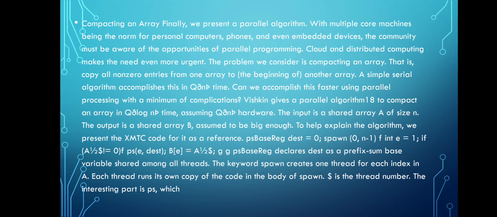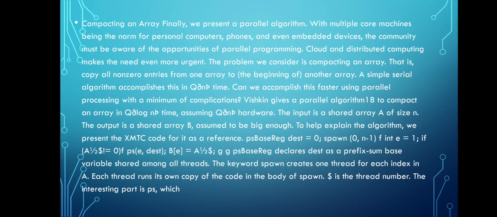Compacting an array. Finally, we present a parallel algorithm, with multiple core machines being the norm for personal computers, phones, and even embedded devices. The community must be aware of the opportunities of parallel programming. Cloud and distributed computing make the need even more urgent. The problem we consider is compacting an array, that is, copying non-zero entries from one array to another array. A simple serial algorithm accomplishes this in O(n) time. Can we accomplish this faster using parallel processing with a minimum of complications?